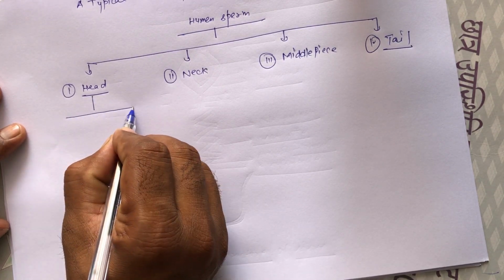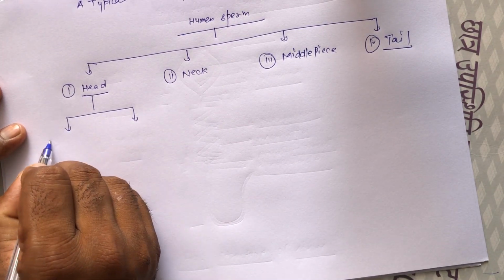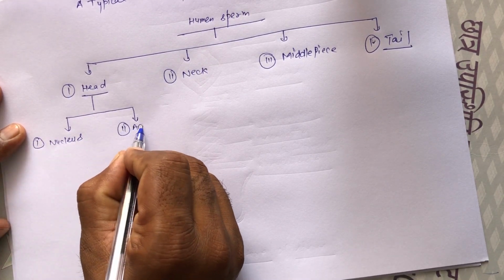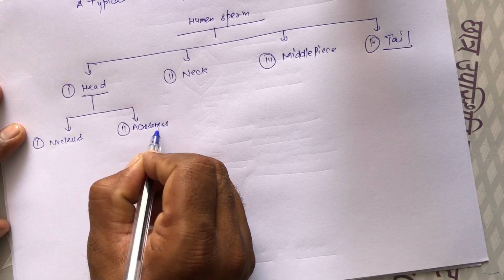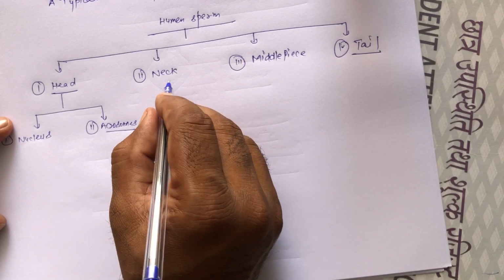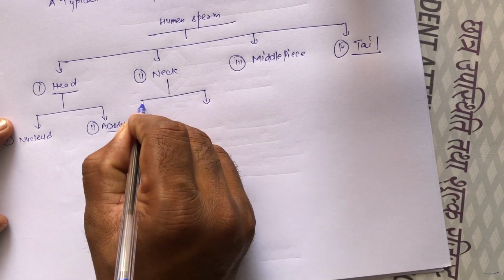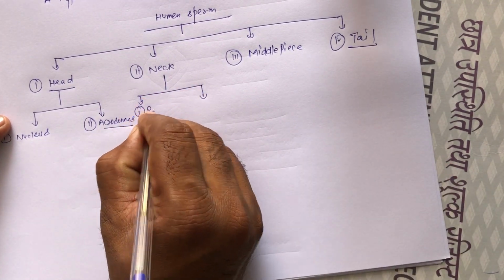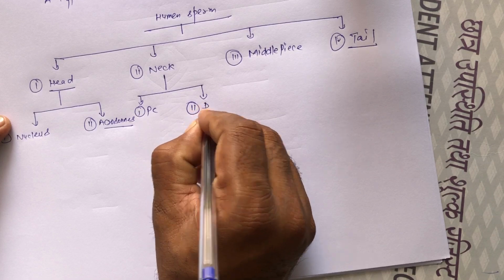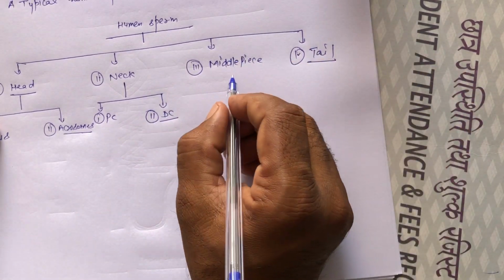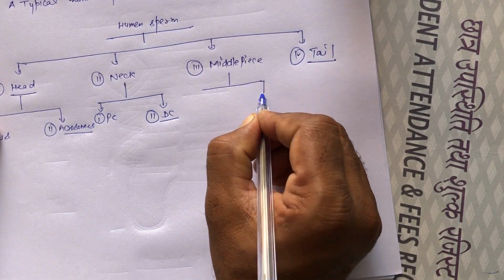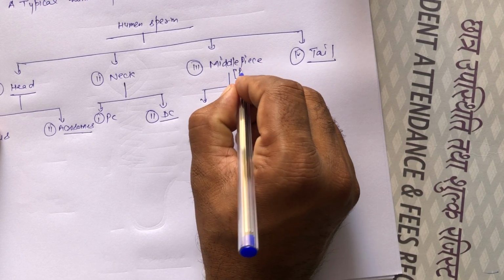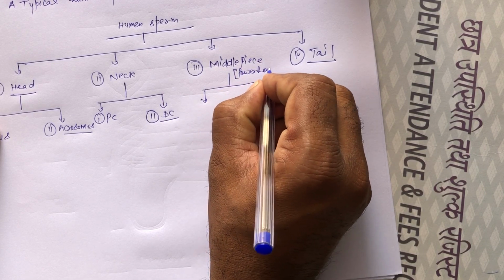The head is formed of the nucleus and acrosome. The second part of the sperm is the neck. It contains two centrioles. First is PC, second is DC. The third part of the sperm is the middle piece, or powerhouse, or energy chamber.